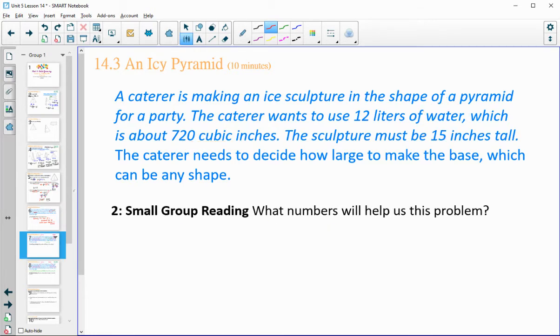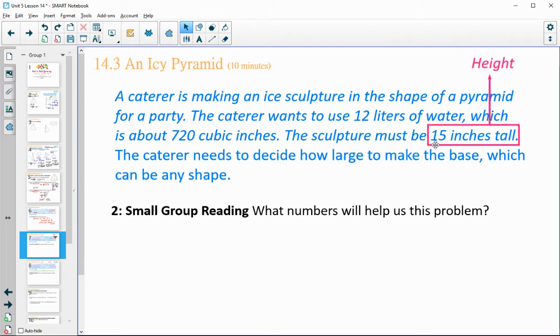So let's take a look and read it again, this time thinking about what numbers might help us in this problem. So a caterer is making an ice sculpture in the shape of a pyramid for a party. The caterer wants to use 12 liters of water, which is about 720 cubic inches. The sculpture needs to be 15 inches tall. The caterer needs to decide how large to make the base, which can be any shape. So what numbers are going to be helpful here?